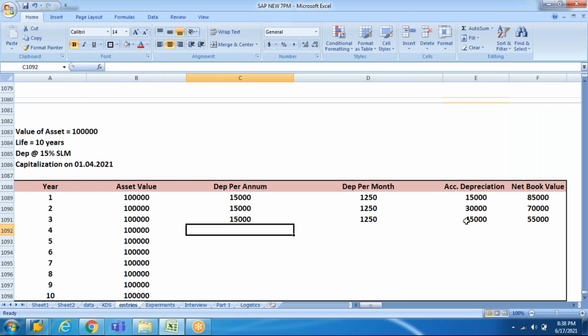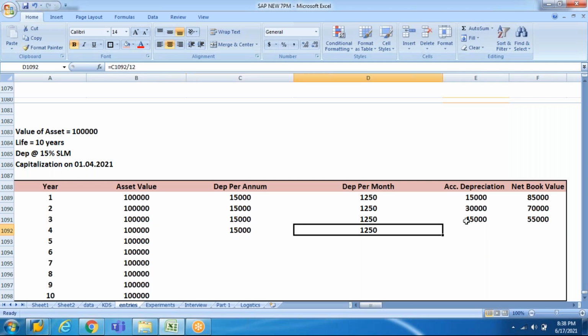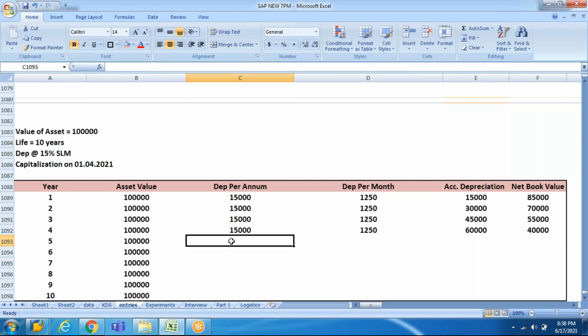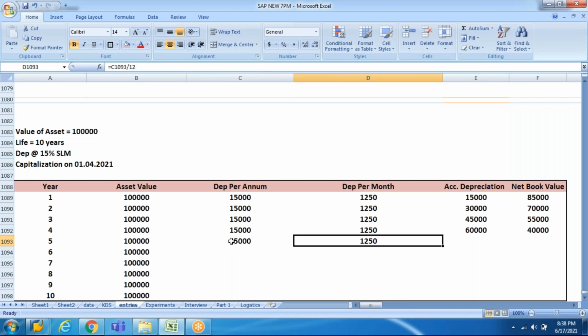Let's go to the fourth year. Same depreciation because you're on the straight line method. Accumulation will be current year depreciation plus previous year accumulation. 60,000. Net book value will be your asset value minus accumulated depreciation. Right? If I go to fifth year, same depreciation because you're using straight line method, same per month because it is a straight line method.